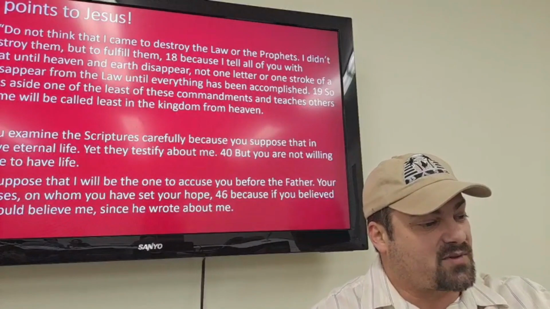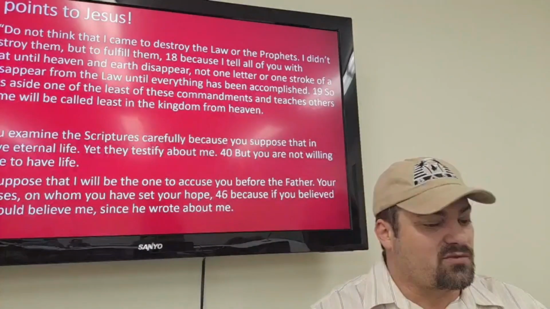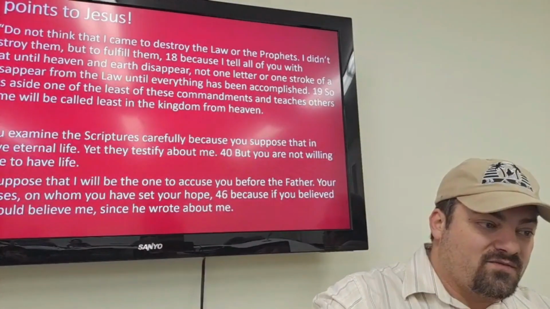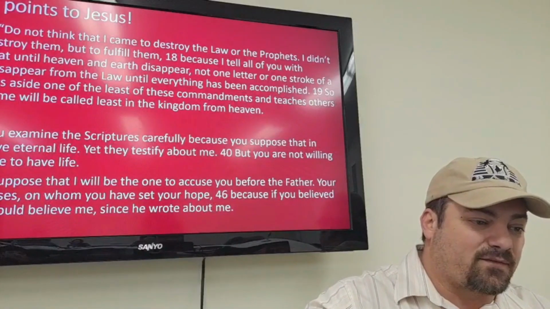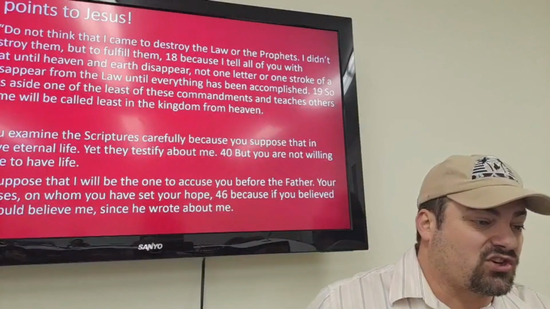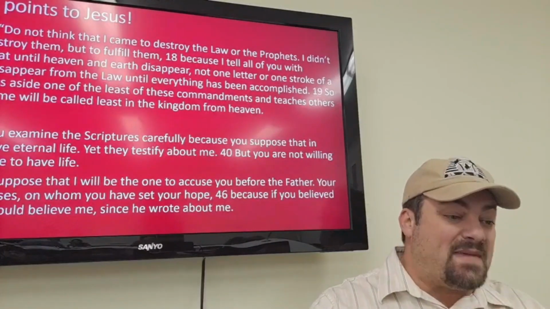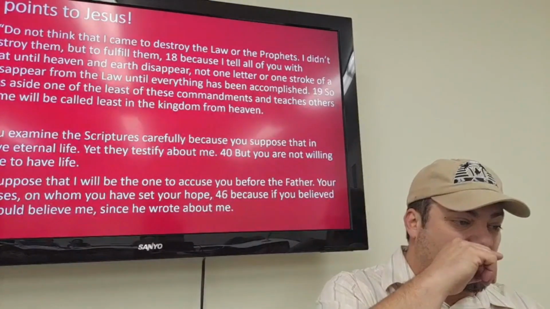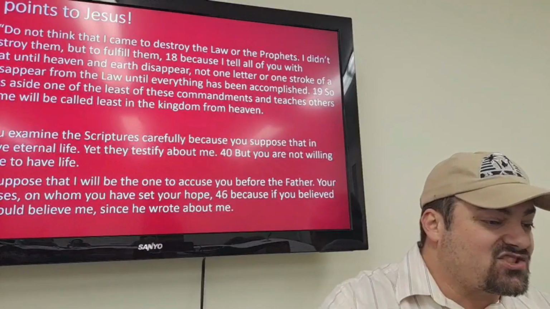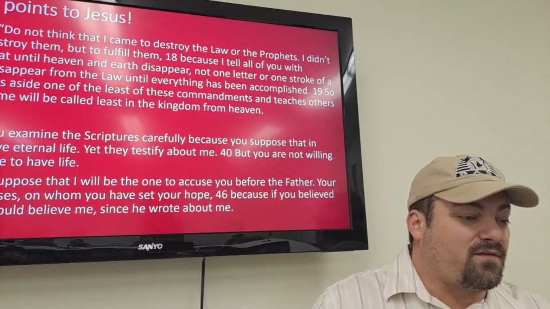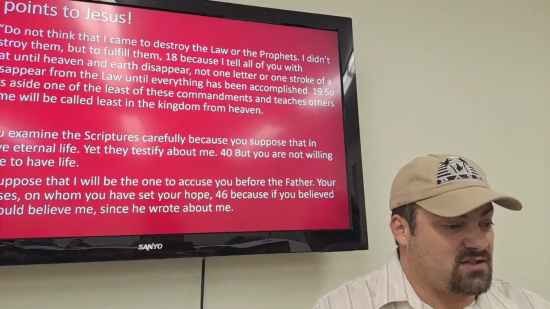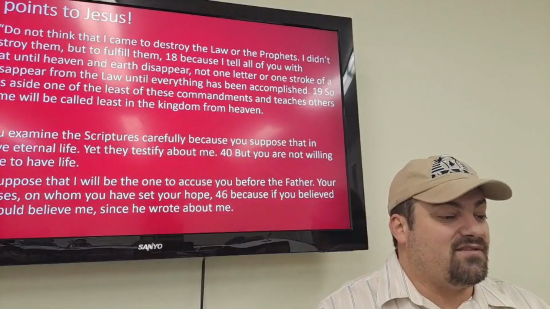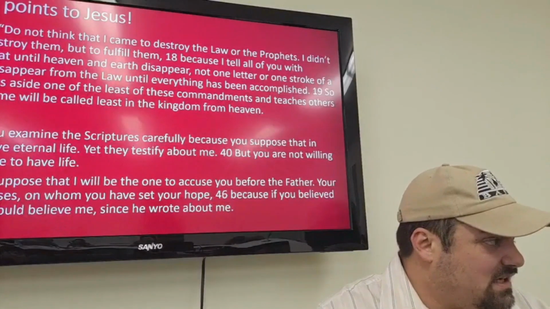But then look at John chapter 5. Jesus is talking to the religious leaders and he's arguing with them. Verse 39, he says, you examine the scriptures carefully because you suppose that in them you have eternal life, yet they testify about me. But you are not willing to come to me to have life. Then you skip down to verse 45, just for lack of time. Do not suppose that I will be the one to accuse you before the Father. Your accuser is Moses, on whom you have set your hope, because if you believed Moses, you would believe me, since he wrote about me.